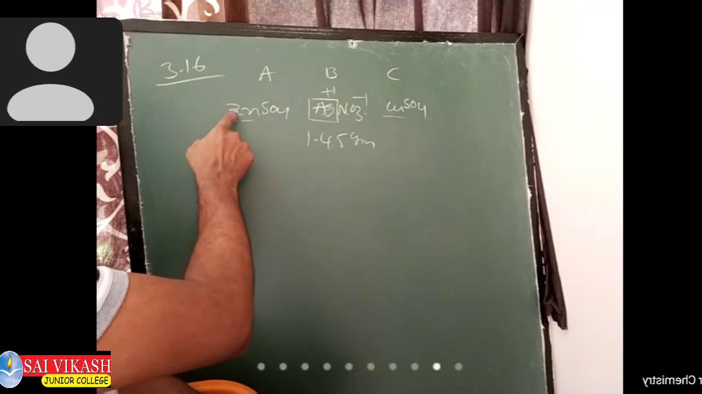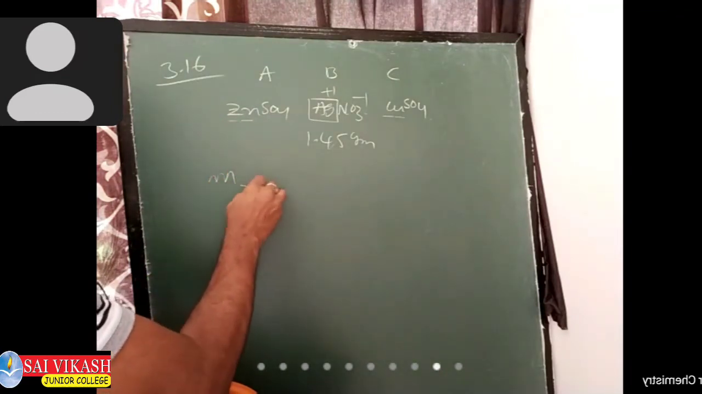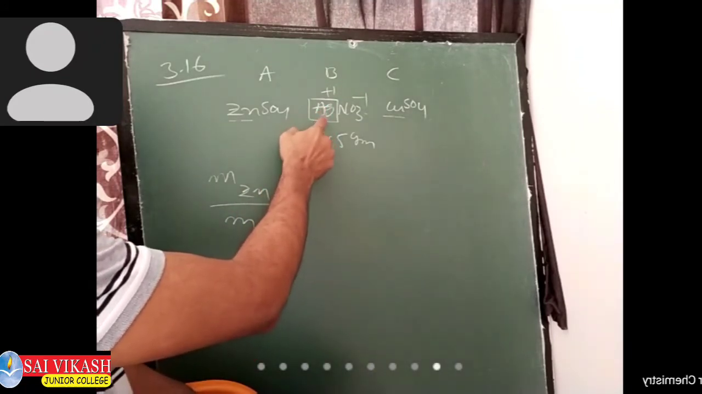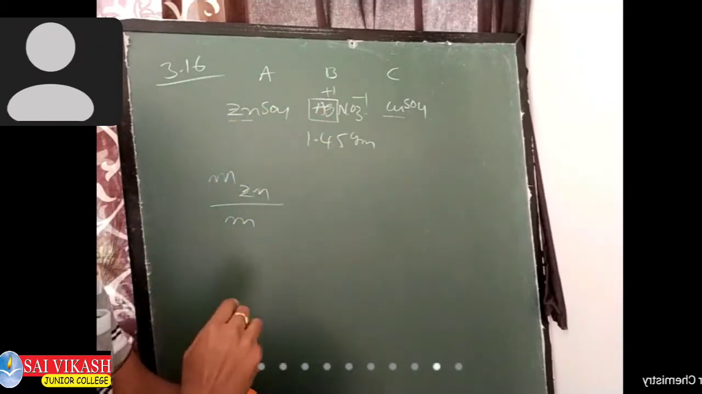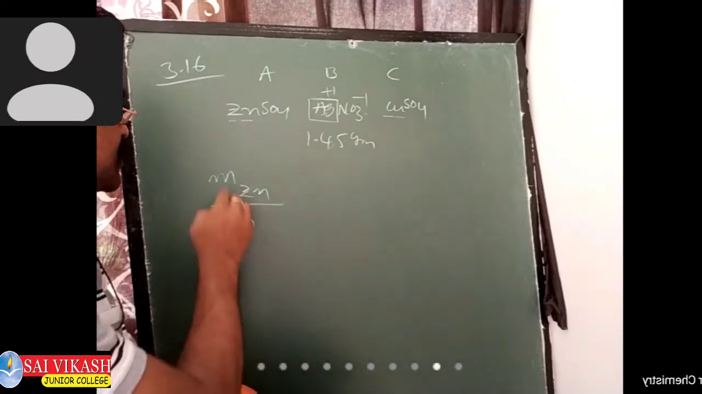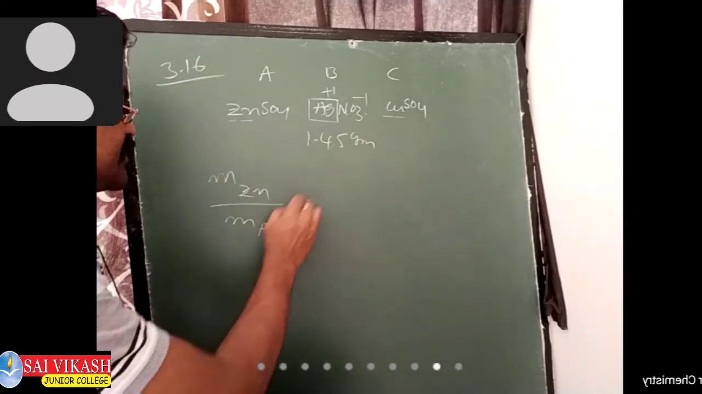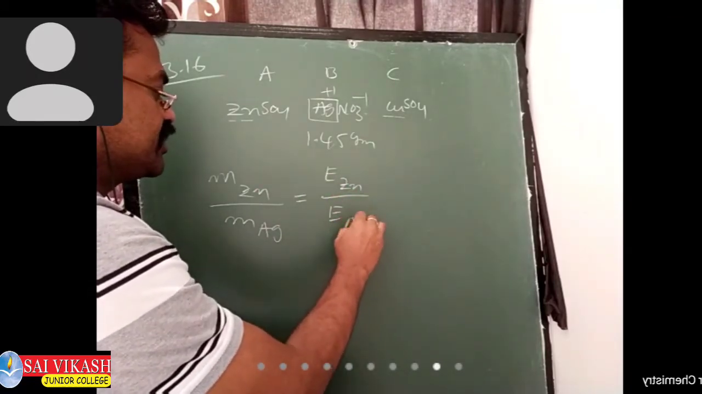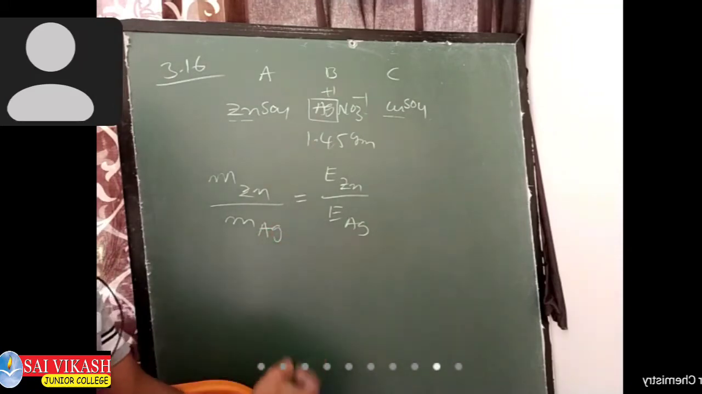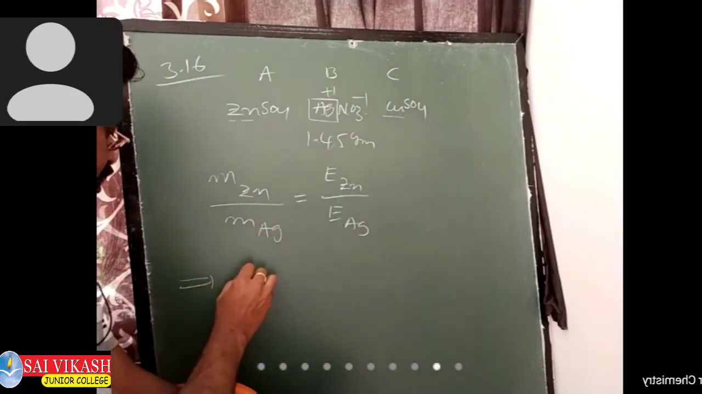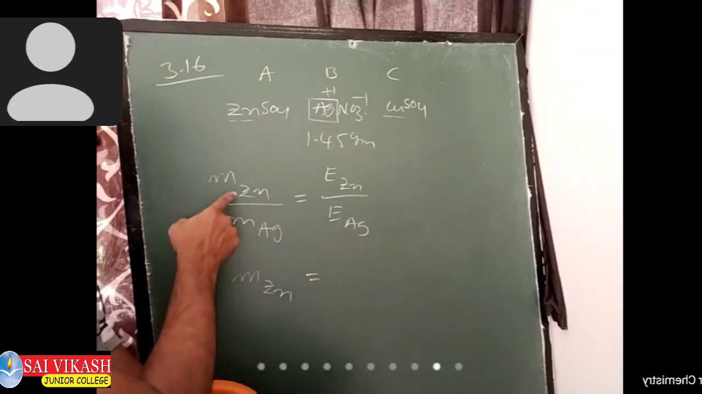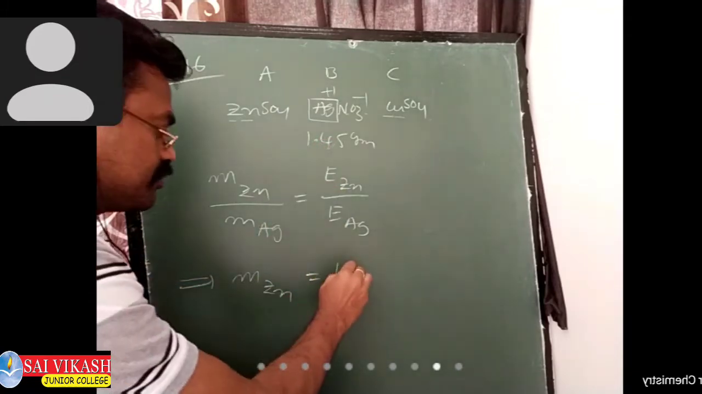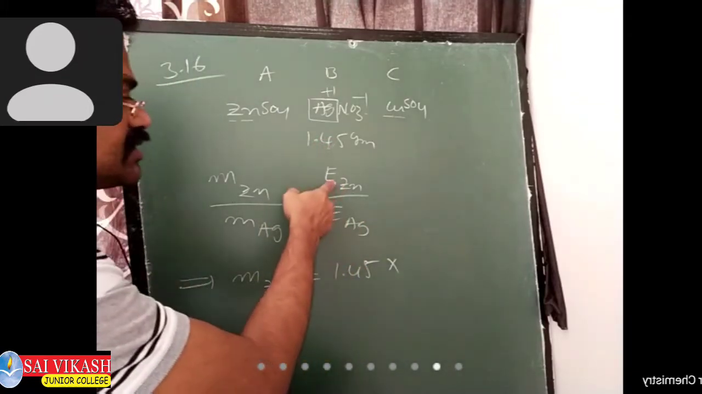So we want here mass of zinc. Therefore, the mass of the zinc divided by mass of silver we know. With the help of the silver, mass of zinc we can find out by using Faraday's second law. So mass of zinc by mass of silver is equal to equivalent weight of zinc by equivalent weight of the silver. So this is the Faraday's second law application. So we want here mass of zinc. Therefore, mass of zinc equal to cross multiply karo. Mass of silver, we got it 1.45 into equivalent weight of zinc by silver.